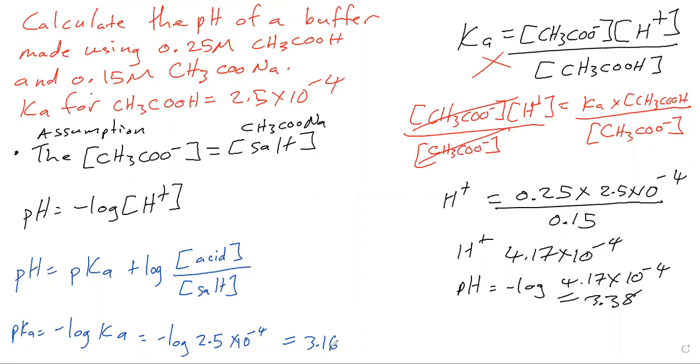All right, let me use an actual example because I made up these numbers. But this is our next formula for buffers. It should have worked, but I'm going to use an actual example. Sir, you can repeat why you never squared the H plus?